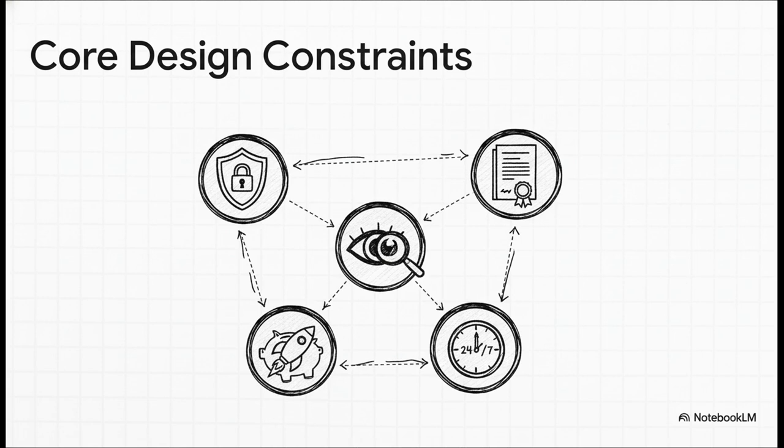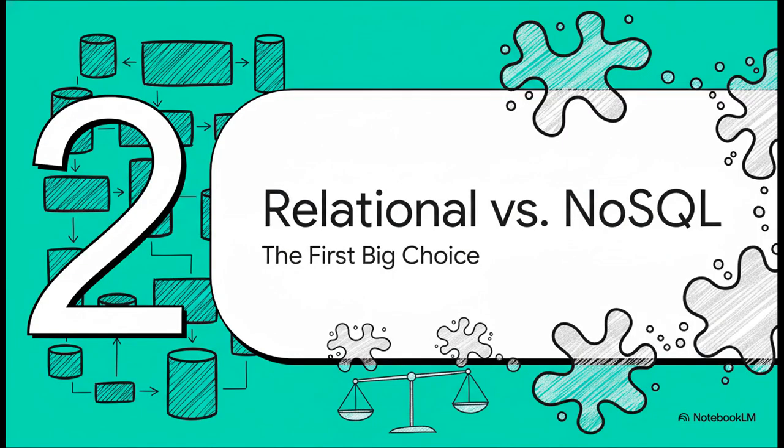Every single choice you make is a balancing act, right? You want blazing fast performance? Okay, that's going to cost you. You need your app to be available 24/7? Well, that's going to have a huge impact on your design and your wallet. The real skill here, the thing that separates the pros, is mastering these trade-offs. So, where do we even begin?